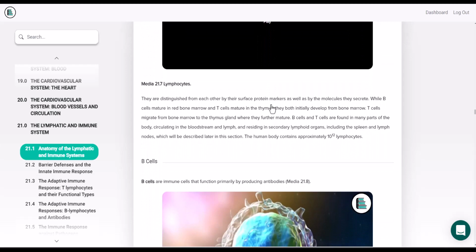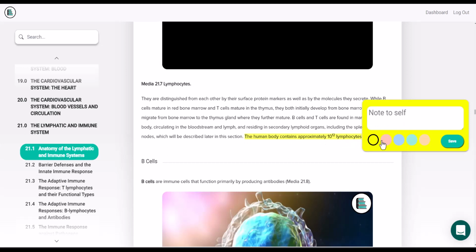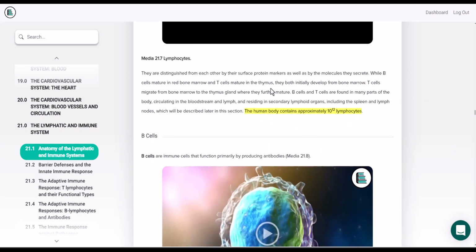Of these cells, here's what I want you to know. There's a lot of them, right? You have about 10 to the 12th power of lymphocytes in the body. Some of them are floating around in the bloodstream. Some of them are floating around in the lymph, but many of these cells are hanging out in your spleen and in your lymph nodes. So we're going to see that these cells are floating around, and many of them are taking up residency in these lymphatic organs. I also mentioned the thymus.